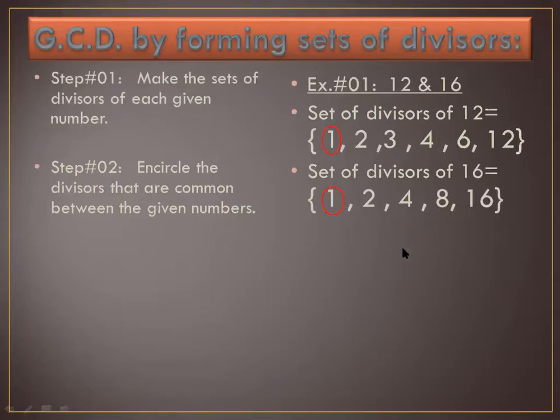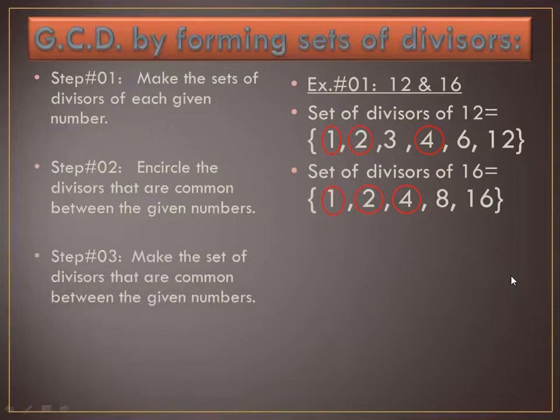The second common divisor is 2, right? And you are going to encircle the common divisor. The next common number is 4, which is common between the two numbers. And the last one, no, nothing else.